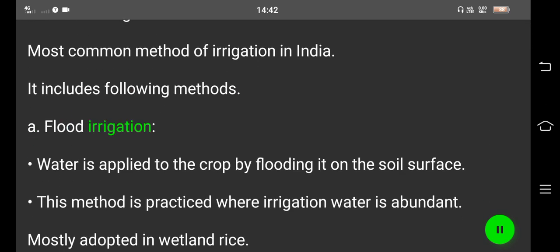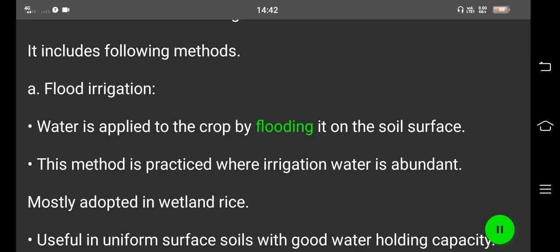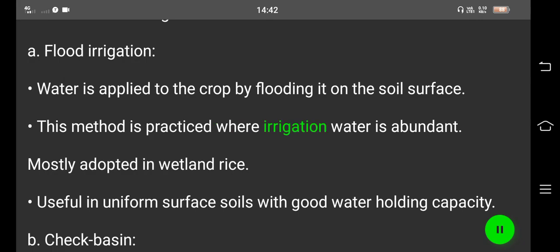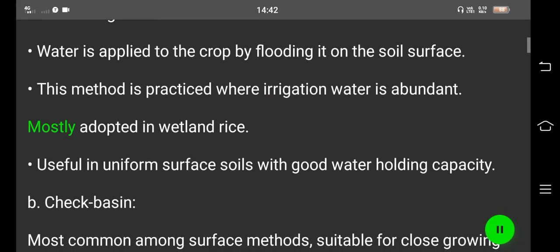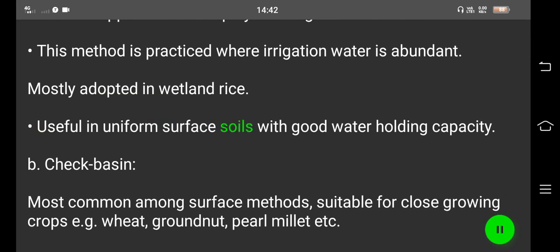Flood irrigation. Water is applied to the crop by flooding it on the soil surface. This method is practiced where irrigation water is abundant. Mostly adopted in wetland rice. Useful in uniform surface soils with good water holding capacity.